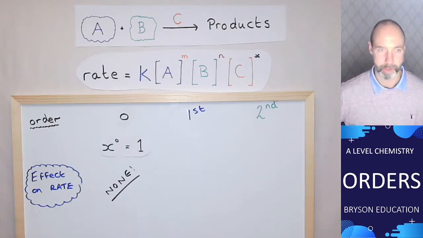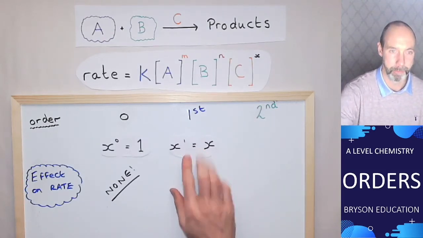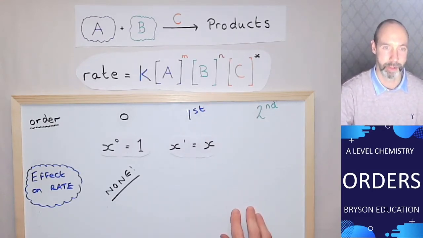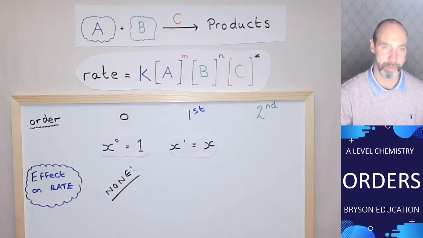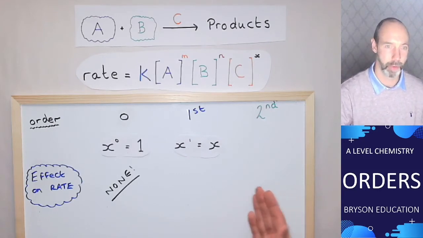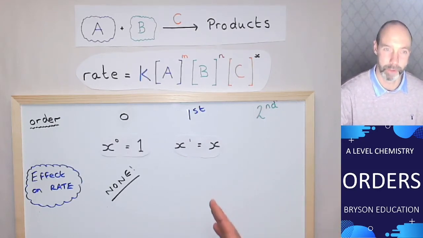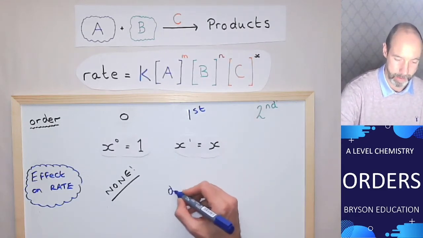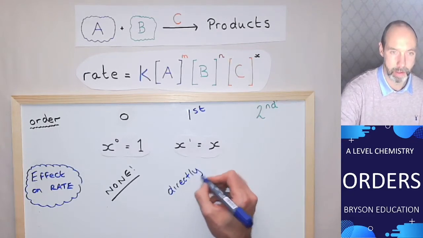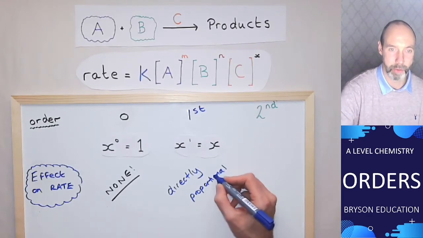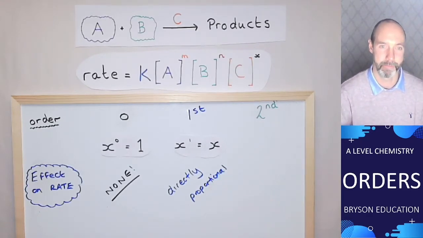First order, let's remind ourselves, something to the power of 1 is that value. In other words, if we were to double the concentration, the rate would double. If we were to halve the concentration, the rate would halve. If we times the concentration by 0.8, the rate would multiply by 0.8. So we'd say it's first order if it's directly proportional. In other words, whatever you do to the concentration has the same effect on the rate, directly proportional.